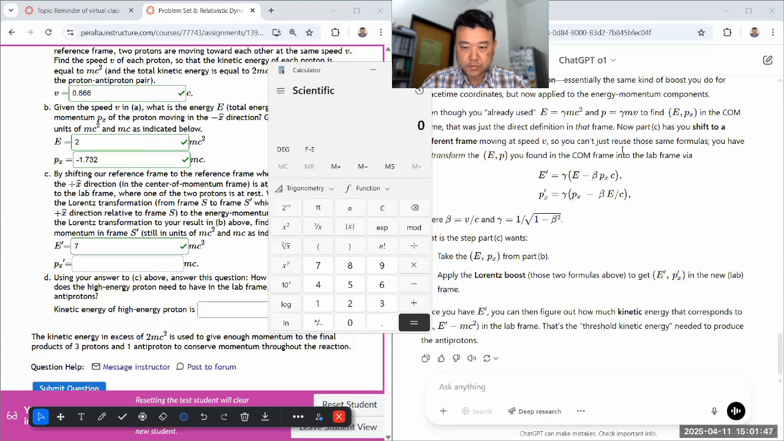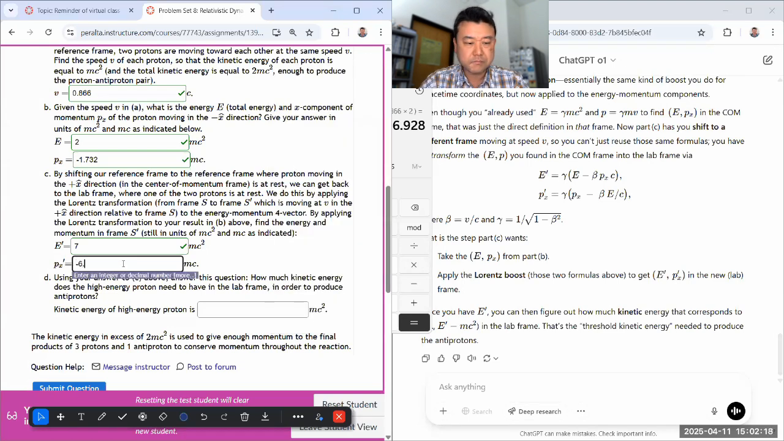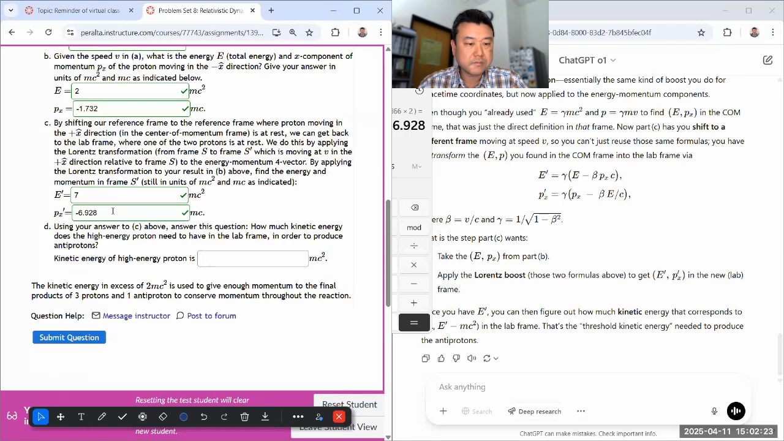I'll just go in a logical order. 2 times the momentum of minus 1.732 minus beta 0.866 times 2 is equal to minus 6.928. That feels right, I think. Good.